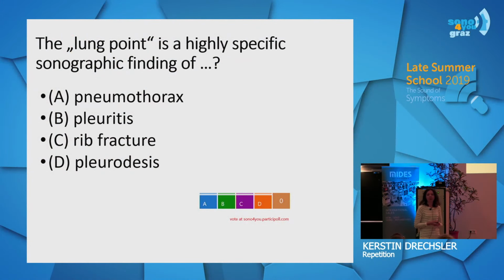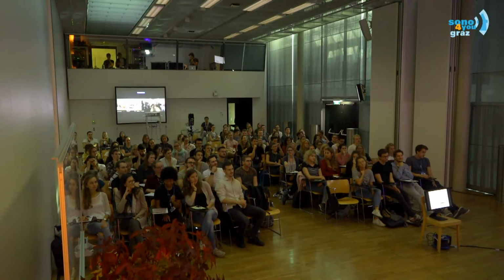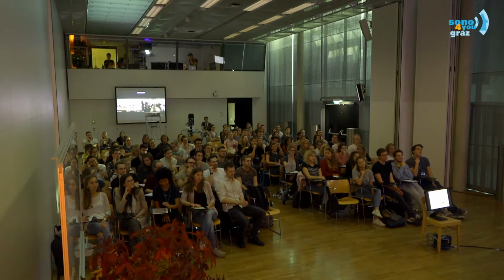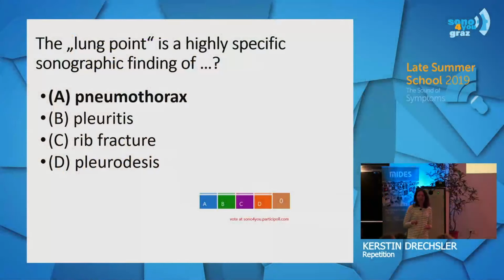Is it A, pneumothorax, B, pleuritis, C, a rib fracture, or D, pleurodesis? Who's for A? B, C, and D? Okay, of course. I think we could stop right now. Everybody knows everything, so we could stop now. I'm going to talk a little about the pneumothorax.